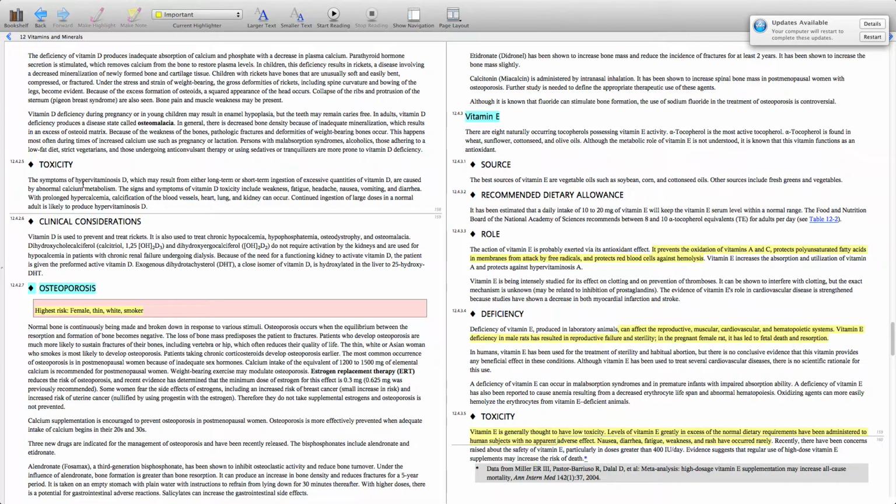Toxicity, hypervitaminosis D, of course, that's just like A, is caused by abnormal calcium metabolism. So toxicity signs of it include weakness, fatigue, headache, nausea, vomiting, and diarrhea.